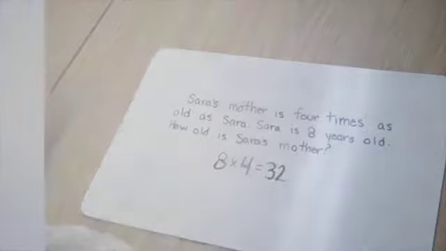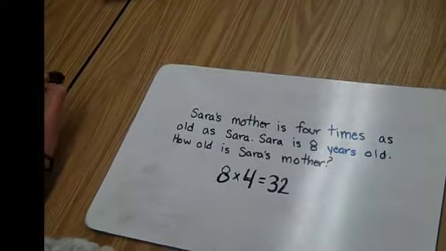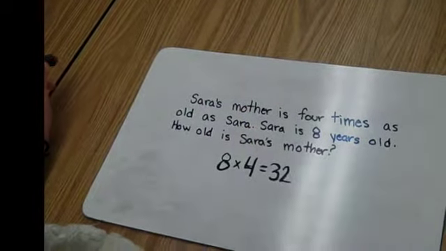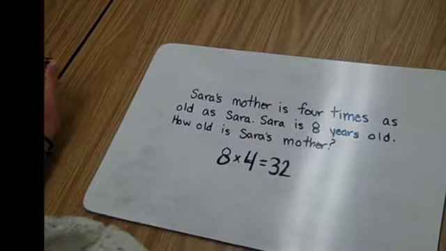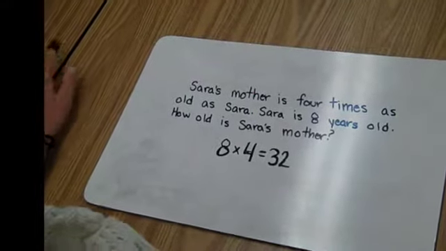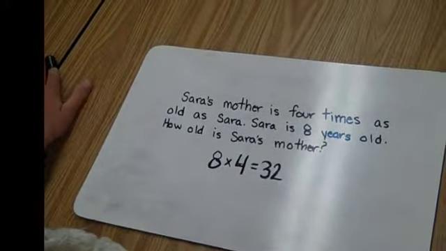The work in the standard is for students to be able to recognize a situation as a multiple comparison and then be able to write the multiplication equation that represents the situation. Sarah's mother is 4 times as old as Sarah. Sarah is 8 years old. How old is Sarah's mother? In this problem, the student should be able to recognize the problem is comparing Sarah's mother's age to hers. The student should be able to write the equation 8 times 4 equals 32.